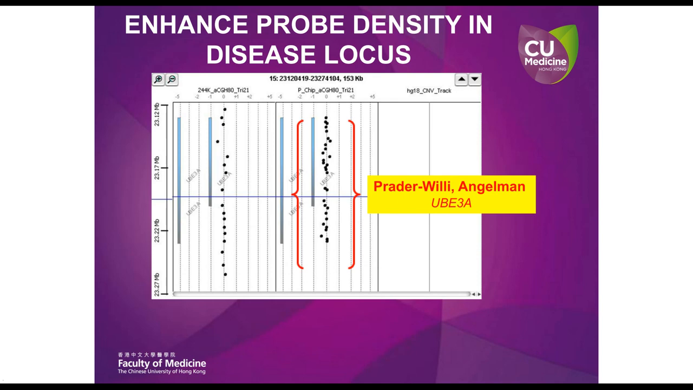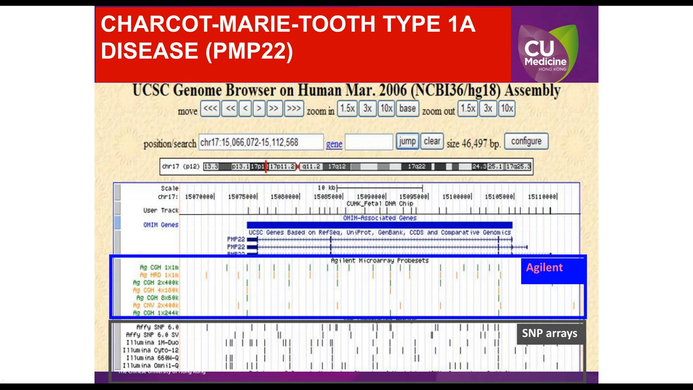So what we do with that, actually, we use them to enhance those well-defined pathogenic regions. So for example, like this one, the left-hand side is the Agilent 244K catalog array. You can see that for the Prader-Willi and Angelman syndrome region, for this UBE3A, they are not highly densely populated. So what we do, we enhance the probes in this region so that we are able to give a better detection of the region.